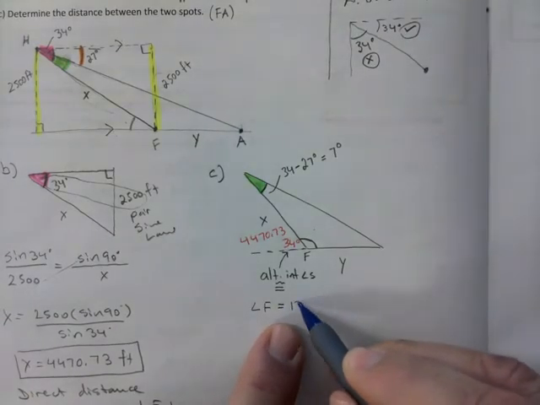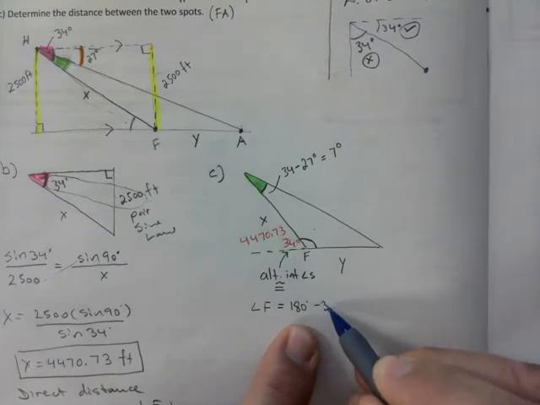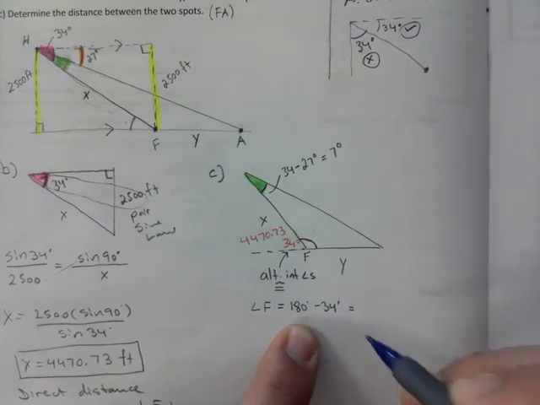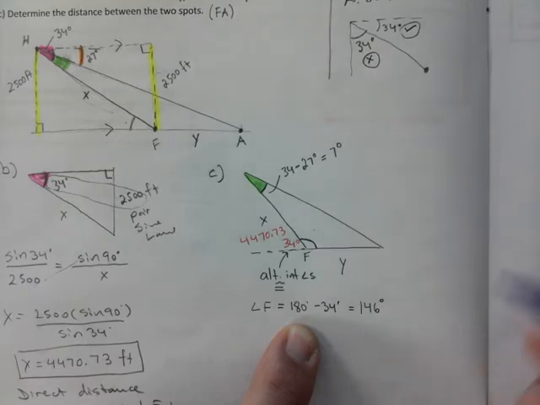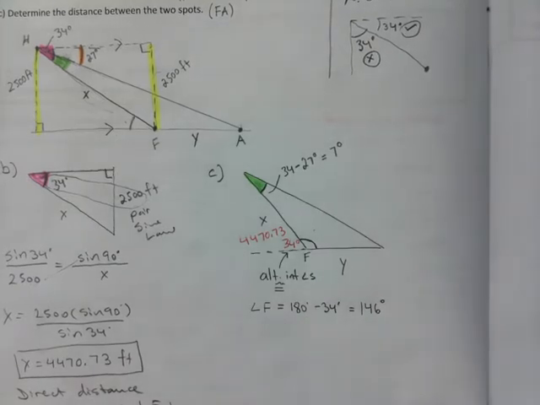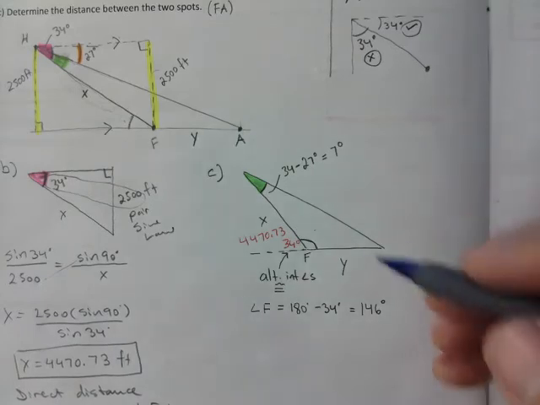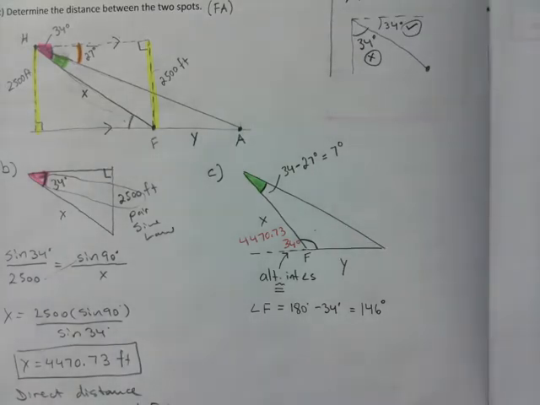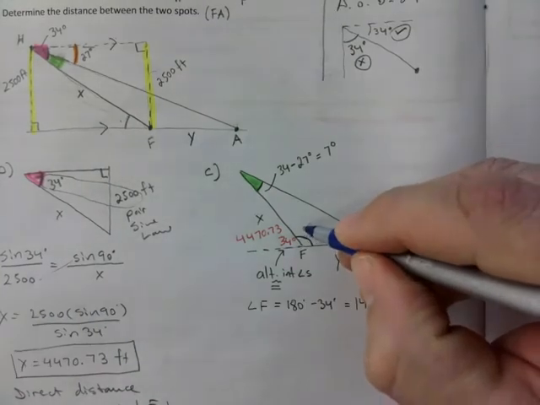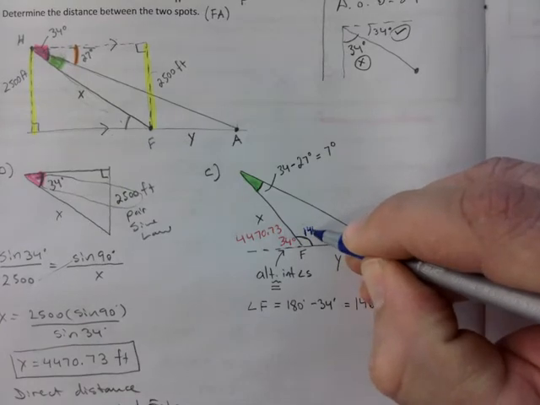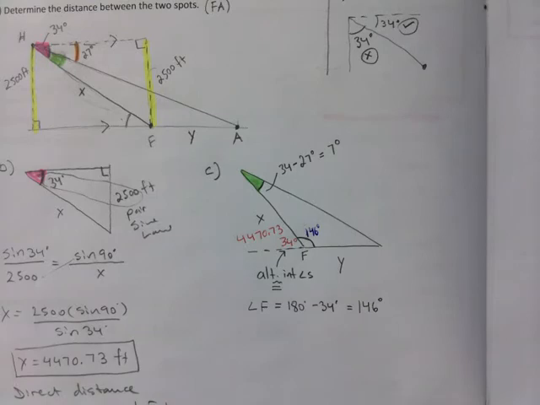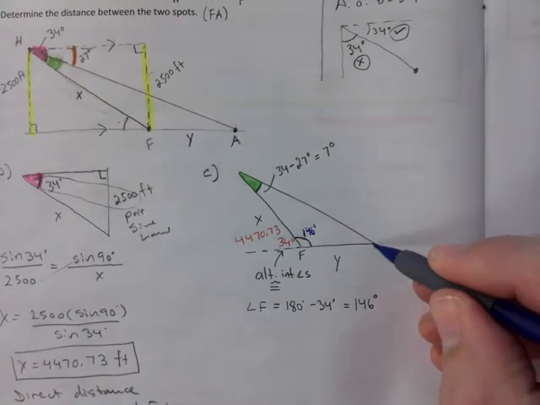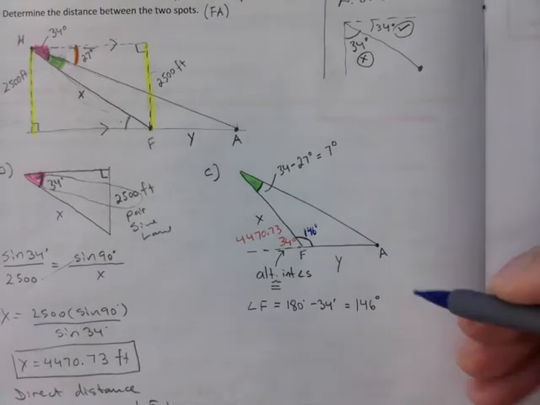is 180 minus 34, which is 146 degrees. So now you know that this is 146. Now you have three things. Now you're good to go. All right? This is angle A.